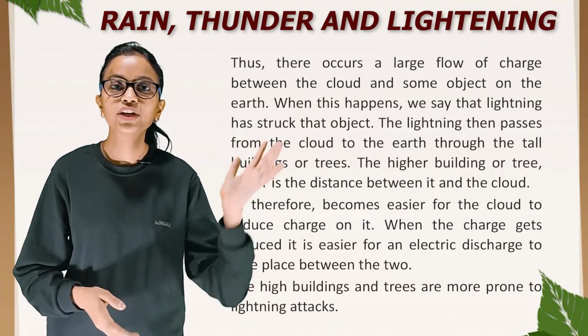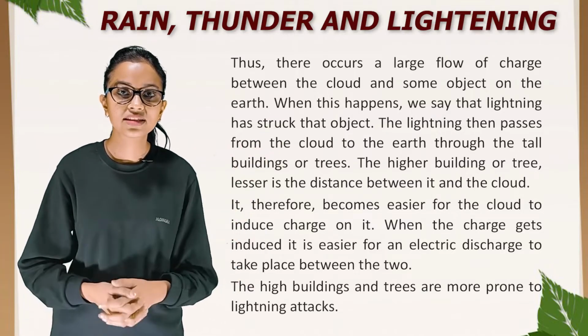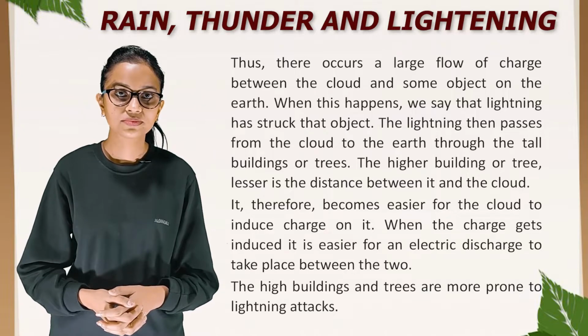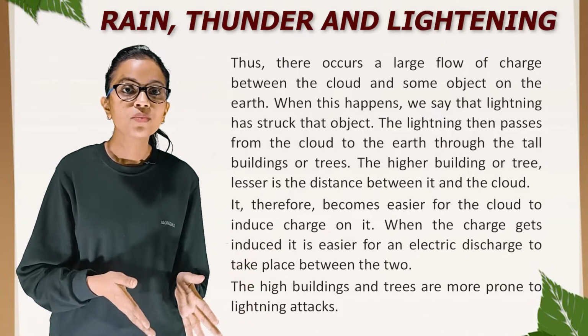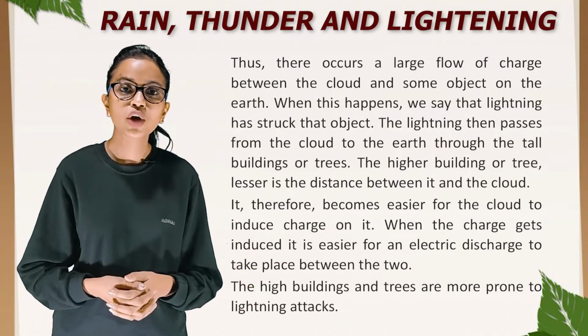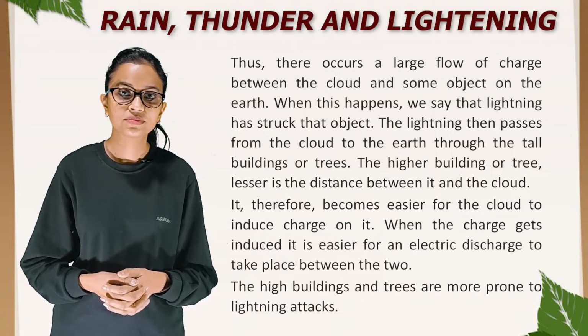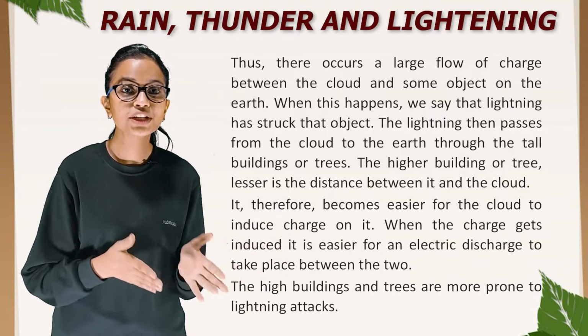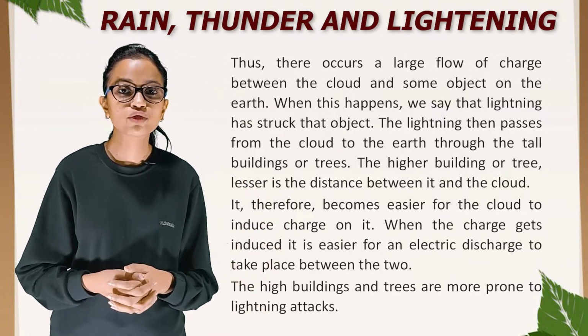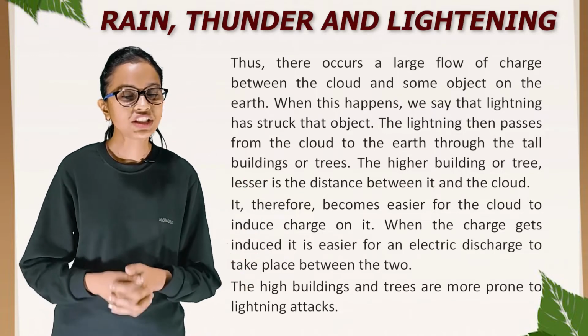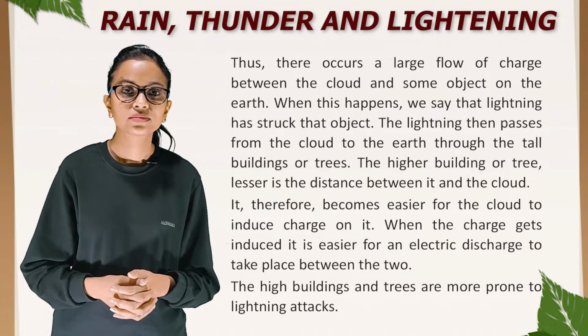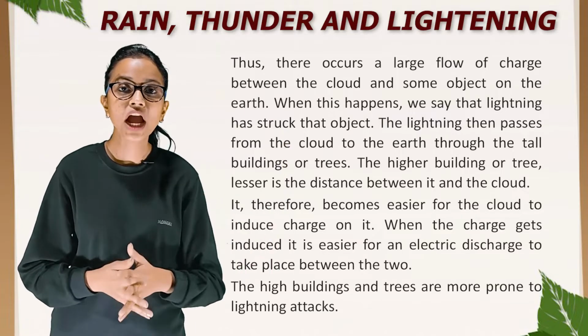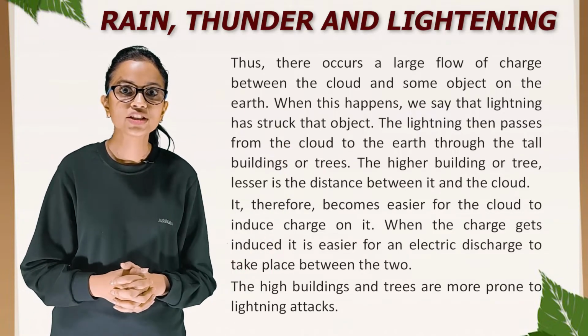The higher the building or trees, the lesser is the distance between it and the cloud. It therefore becomes easier for the cloud to induce charge on it. When the charge gets induced, it is easier for an electrical discharge to take place between the two. The high buildings and trees are more prone to lightning attacks.